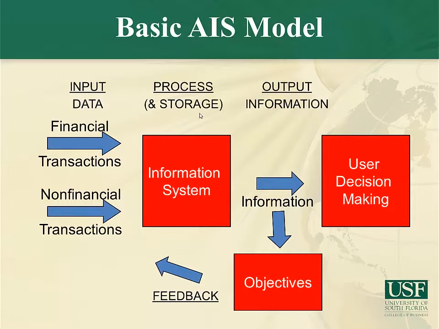A basic AIS model, accounting information system model. Again, you'll notice we have the four components that we talked about of our model: our input, process, output, feedback. In this case, the input is data from financial transactions and non-financial transactions. Financial transactions could be things like ordering inventory. Non-financial transactions might be something like a survey of customer satisfaction. This data is put into the system to be transformed into information.